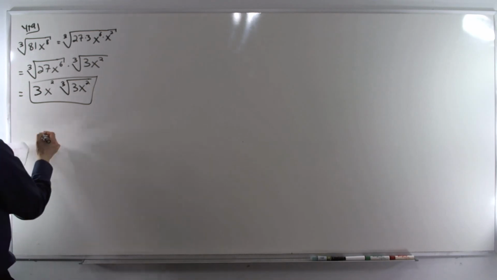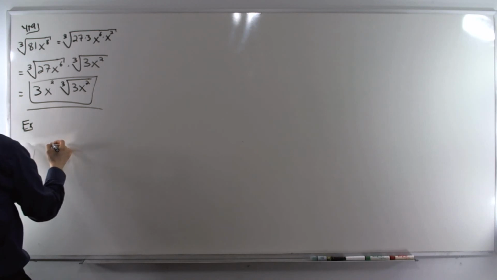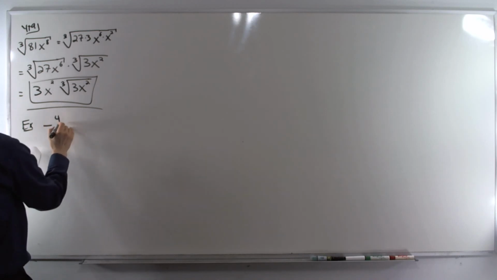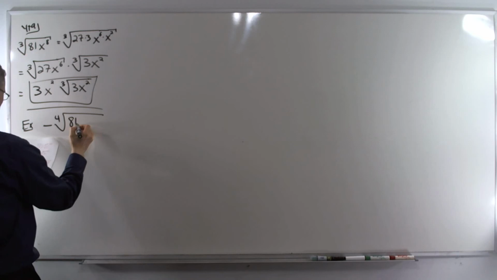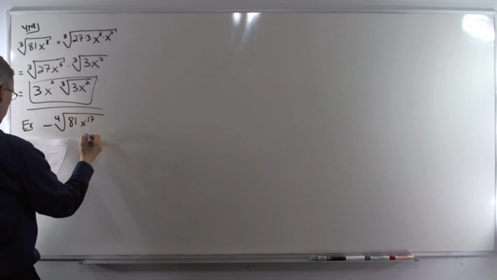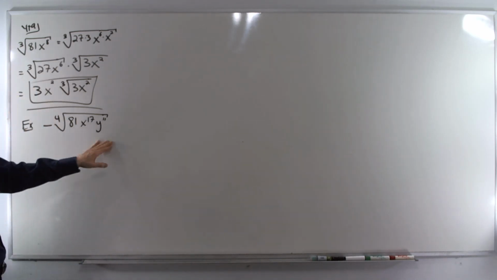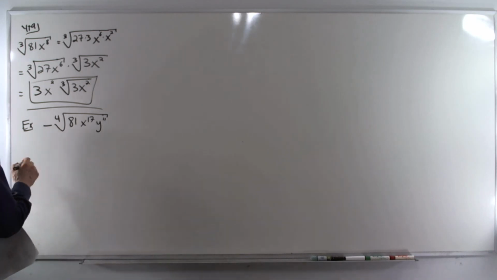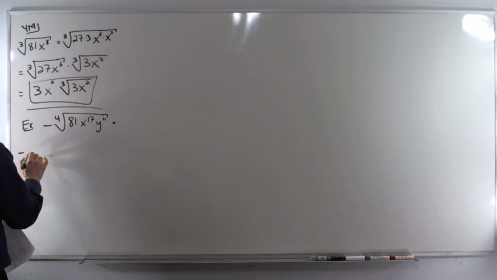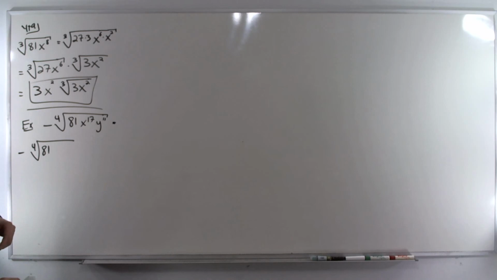All right, next up. We're simplifying negative fourth root of 81, x to the 17th, and y to the 11th. All right, now we have 3 things to think about here. You think about 81. And as it turns out, 81 is a perfect quad. So that's going to go into the first radical containing all the perfect quads.